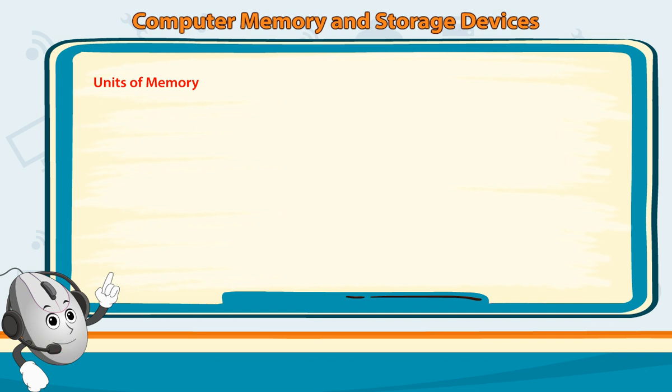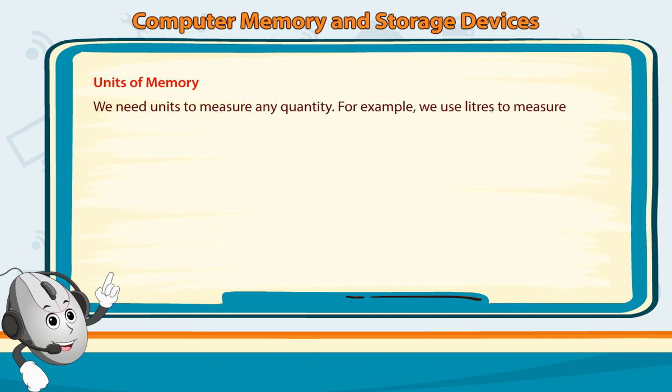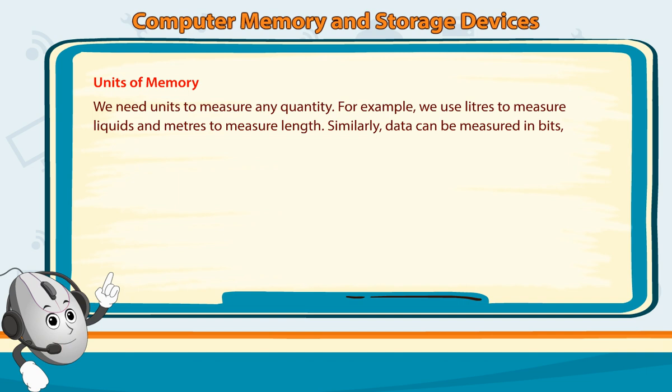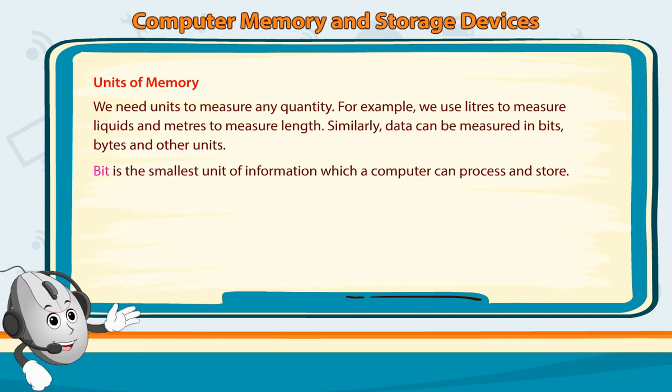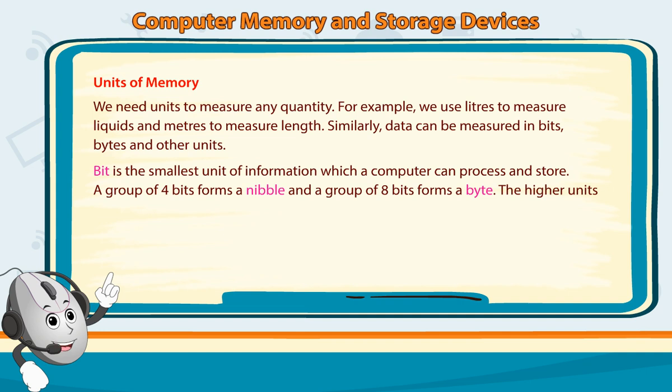Units of memory. We need units to measure any quantity. For example, we use liters to measure liquids and meters to measure length. Similarly, data can be measured in bits, bytes, and other units. A bit is the smallest unit of information which a computer can process and store. A group of 4 bits forms a nibble, and a group of 8 bits forms a byte.